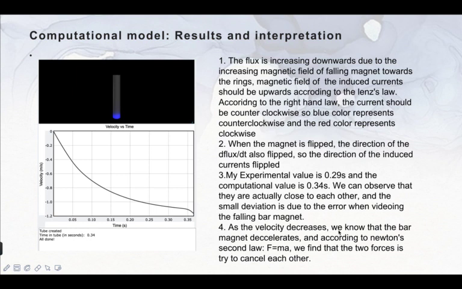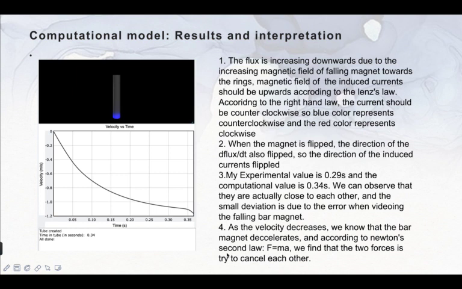The flux is increasing downwards due to the increasing magnetic field of the falling magnet towards the rings. And the magnetic field of the induced currents should be upwards according to Lenz's law. According to the right-hand rule, the current should be counterclockwise.